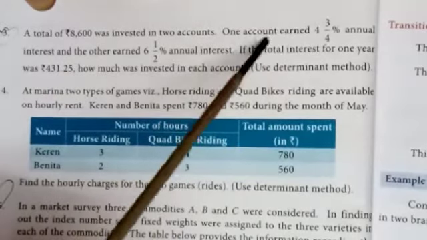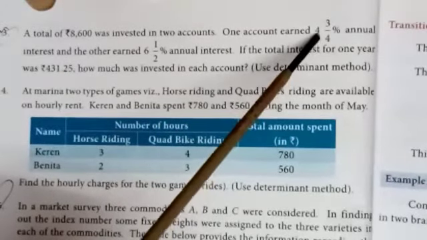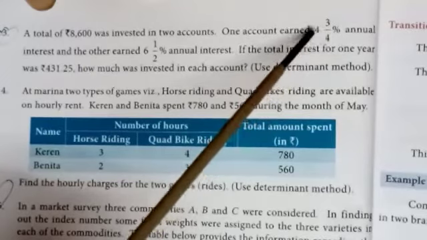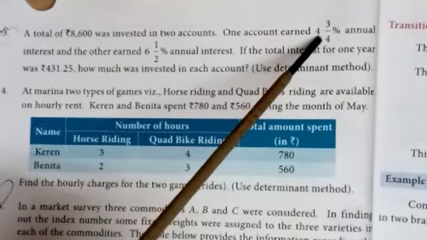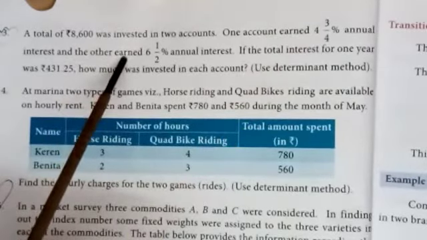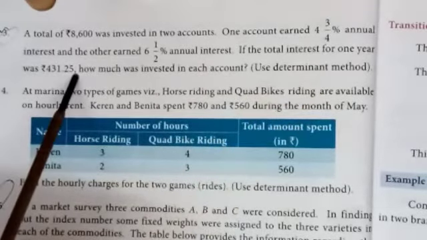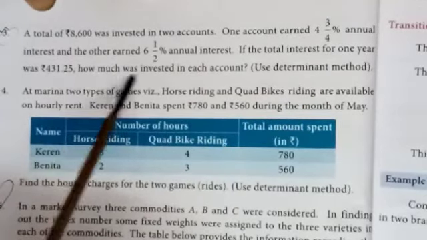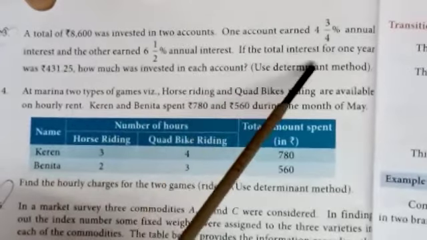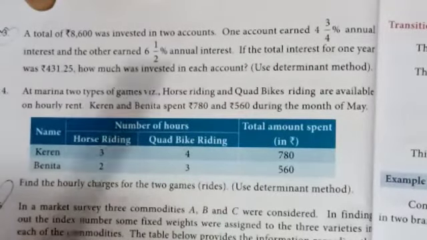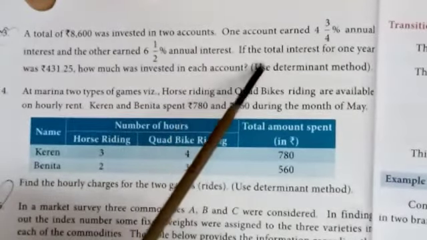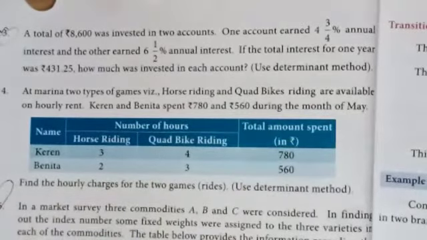Also given that one account earned 4 3/4%. So converting the mixed fraction into a fraction, 19/4%. And another account earned 6 1/2%, so 13/2% annual interest. If the total interest for 1 year is 431.25, how much was invested in each account? First form the linear equations and solve using the determinant method.